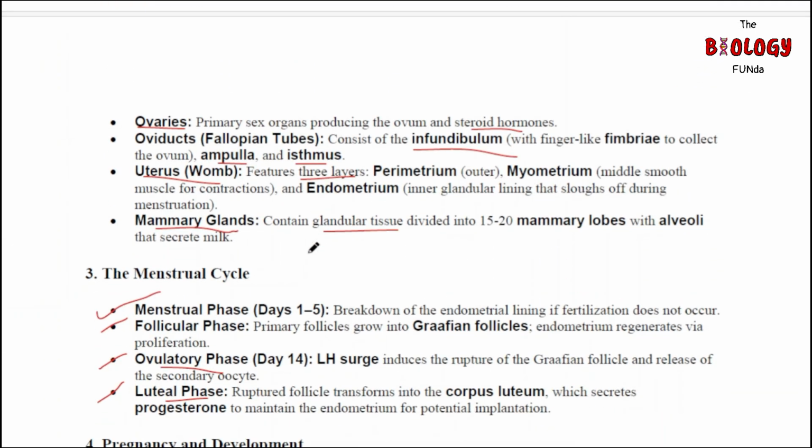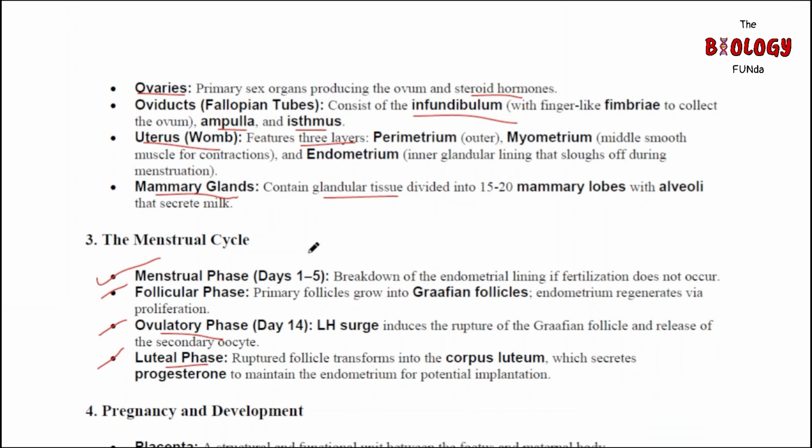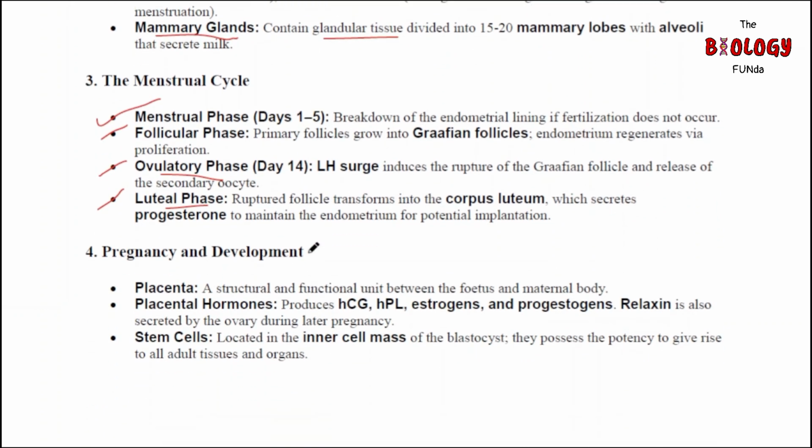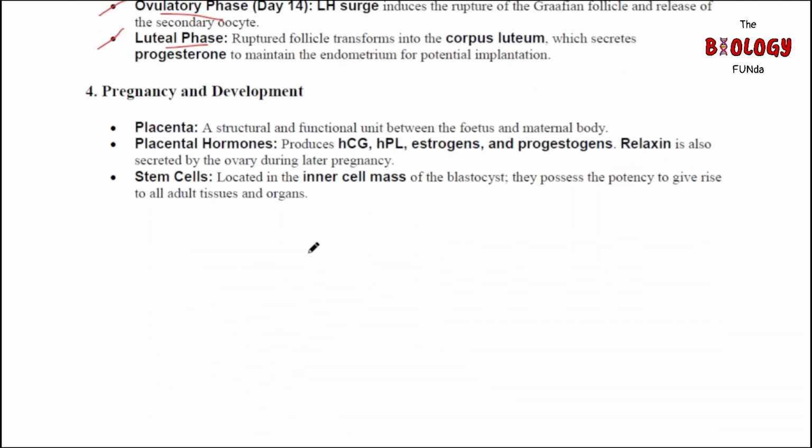Next we have pregnancy and development. In this it is given about placenta. Placenta is the connection between the fetus and the maternal body. Now there are some hormones produced by placenta which are HCG, HPL, estrogen, progesterone. Relaxin is also secreted by the ovary during later pregnancy.